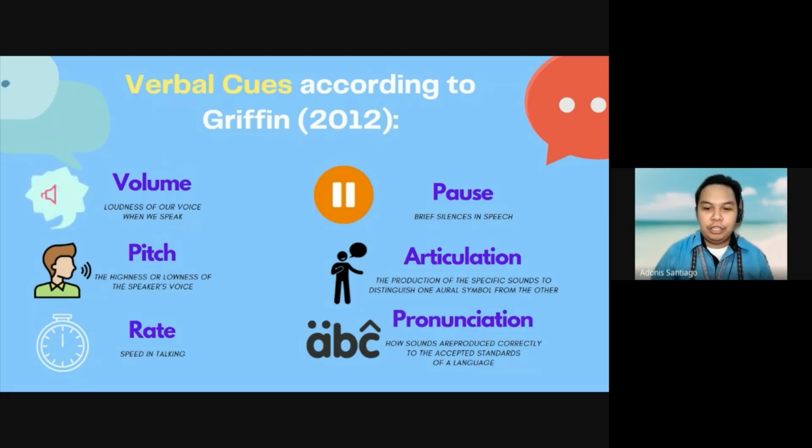Moving forward, we have the pronunciation. This matters when sounds are reproduced correctly to the accepted standards of a language. Now, it is understandable for non-native speakers not to talk very fluently in the English language. However, in other countries, they will judge you. Although in the Philippines, you can still be judged. You might be misinterpreted because you were not able to pronounce it properly then.